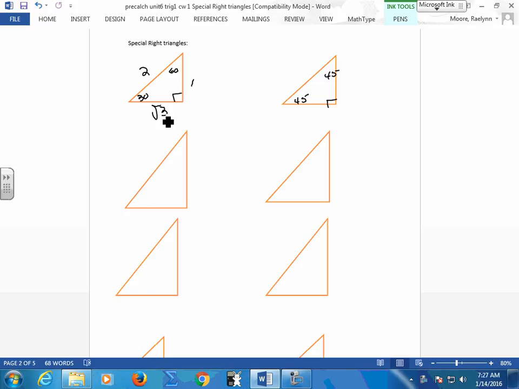Okay, John? Across from 90, you do square root of 2, and then across from 45, you do 1 for both of them. Okay, good. Everybody okay with that? Anybody do something different? They're all similar triangles.